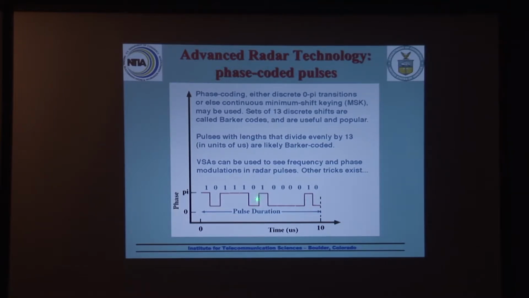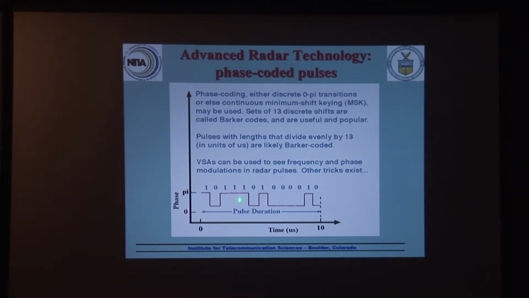And these can likewise be used inside the receiver to resolve the pulse down to the length of 1 so-called phase chip. It's also true that we can use minimum shift keying rather than discrete 0 to pi transitions. Either way, we code the pulse with phase, and we can then use pulse compression techniques in the receiver to get a compressed pulse and therefore a high-resolution output.